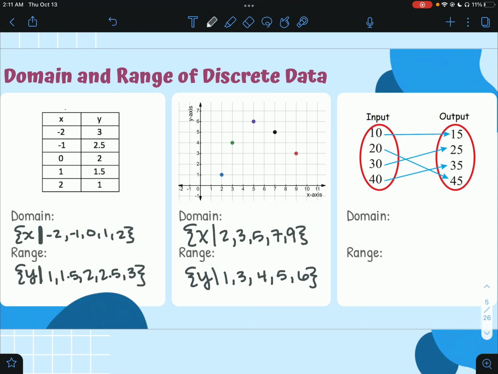Finally, you should be able to put the domain and range of this mapping. We have 10, 20, 30, 40, and our range is 15, 25, 35, 45.